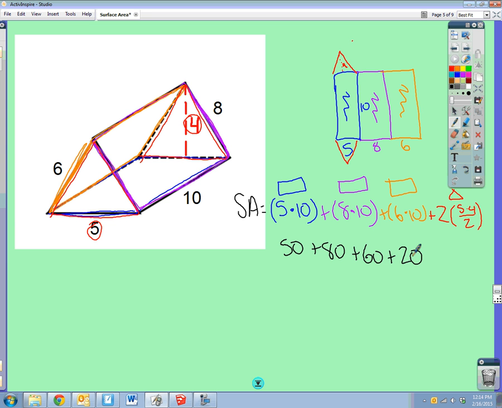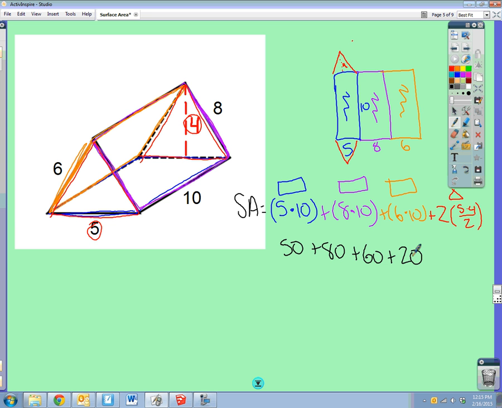If you notice, all the rectangles have the exact same number in common, 10, which is the height of the prism. So if you can find the 3 sides of the triangle, 5, 6, and 8, you can just do 5 times 10, 8 times 10, and 6 times 10. You can just multiply the 3 sides of the triangle times the height of that prism. And then you still have to add on those triangles at the end, though.